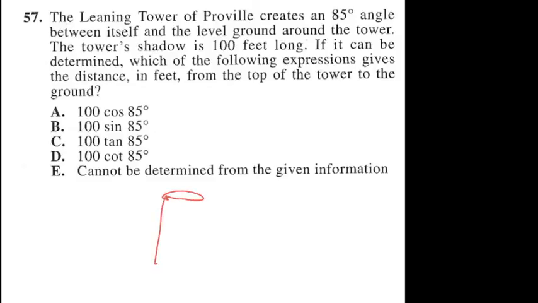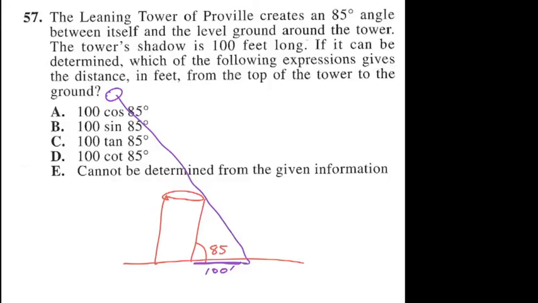If we take this tower and we show that this is an 85-degree angle, and we know that the shadow is 100 feet long, there's something missing. We don't know where the sun is. The sun could be up here giving us a 100-foot shadow. The sun could be way back over here giving us a 100-foot shadow. We have no idea where the sun is because we don't know our angle here. So we cannot solve this one, making E the correct answer.